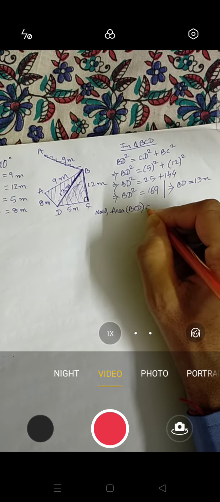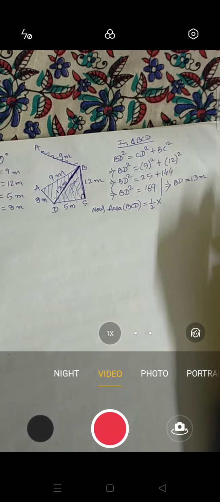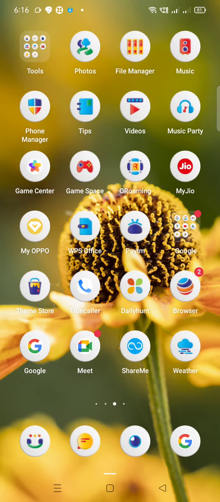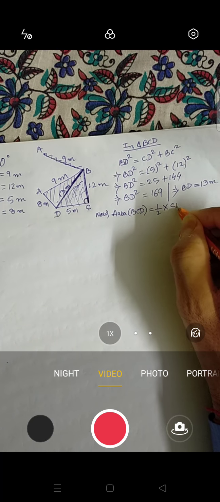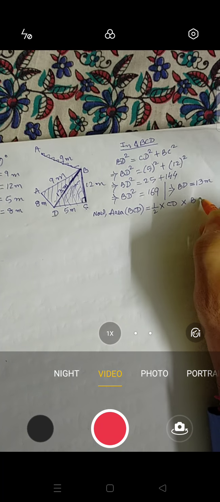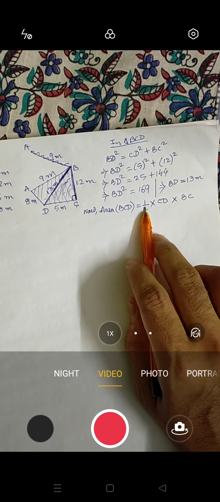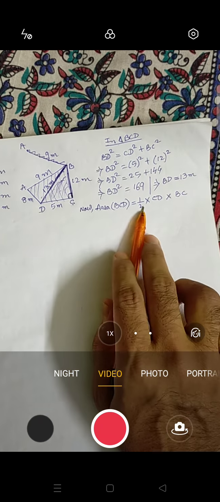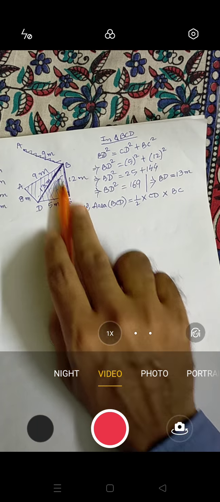So area BCD, in this case half into, what is base here? 5. So we will be taking the sides, okay? That means CD, half into base into height. Height is BC. Understood or not? Half into base into height. So half into, this is the base, this is the height. So CD into BC.